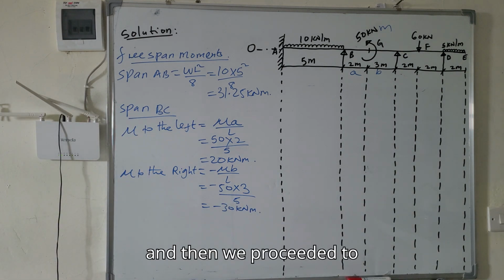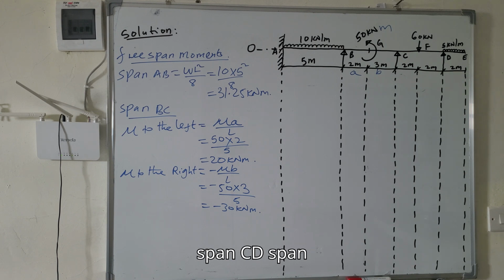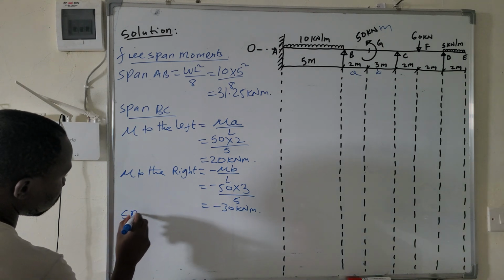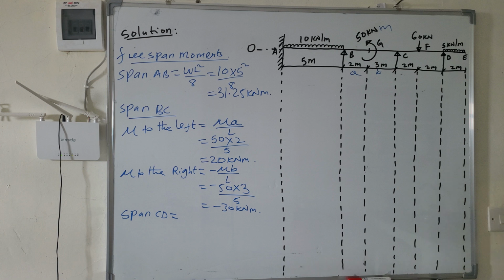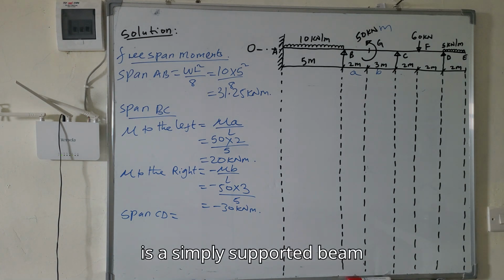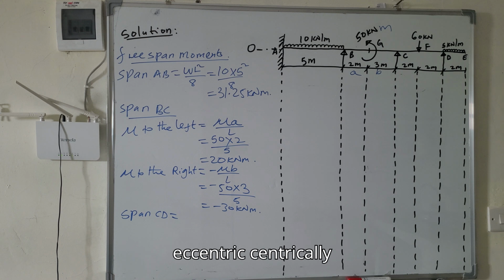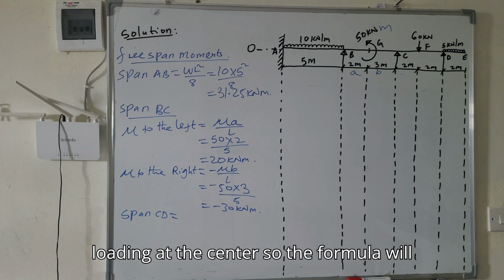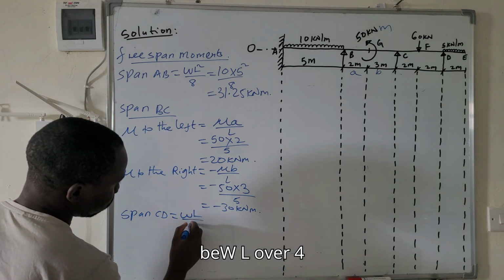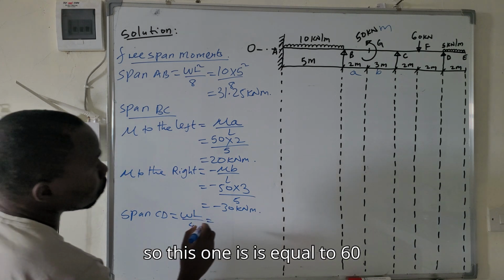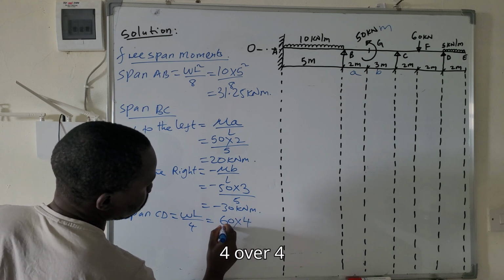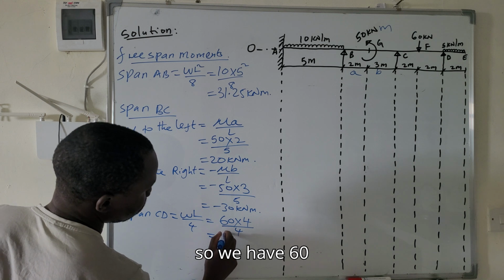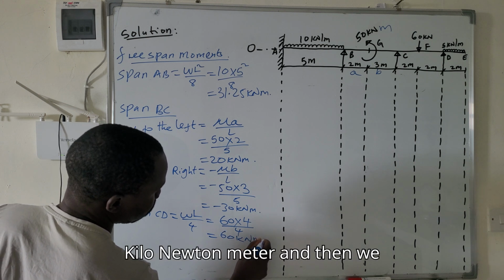And then we proceed to span CD. Span CD, as you can see, is a simply supported beam, centrally loaded. So it has loading at the center. So the formula will be WL over 4. So this one is equal to 60 times L, which is 4, over 4. So we have 60 kilonewton meter.